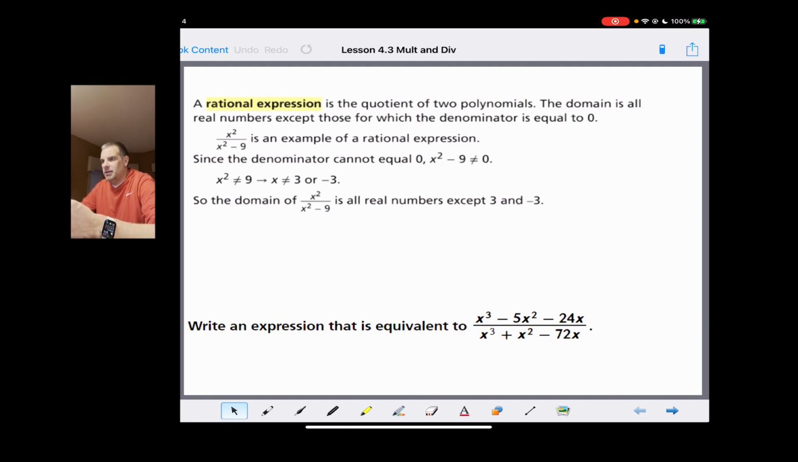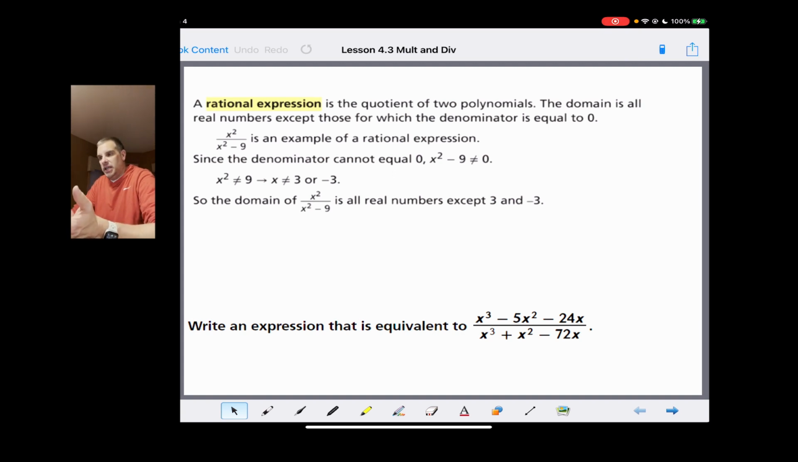The domain of a rational expression is all real numbers except those for which the denominator is equal to 0. So if we look at x squared over x squared minus 9, that's an example of a rational expression. The denominator can equal 0 if x is equal to 3 or negative 3, so we say the domain of this is all real numbers except for 3 and negative 3. And how do we know that it's 3 or negative 3?